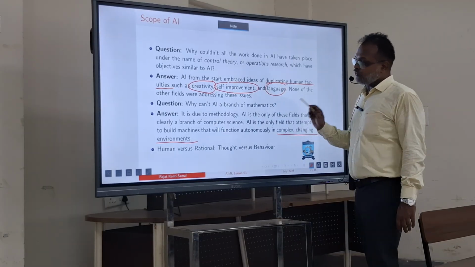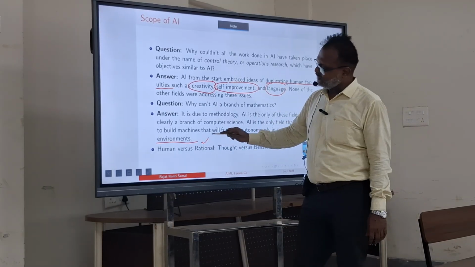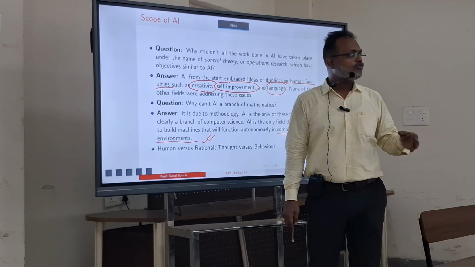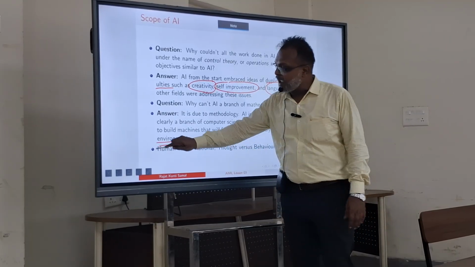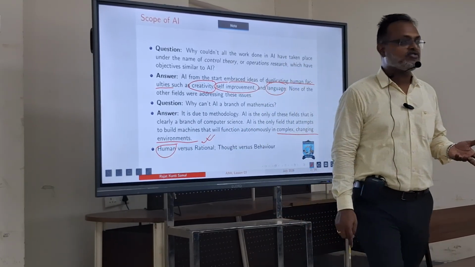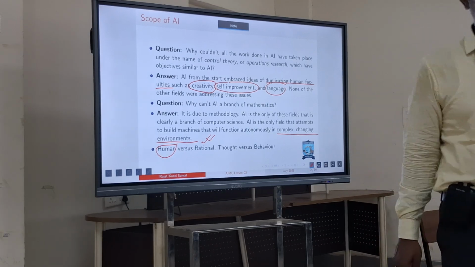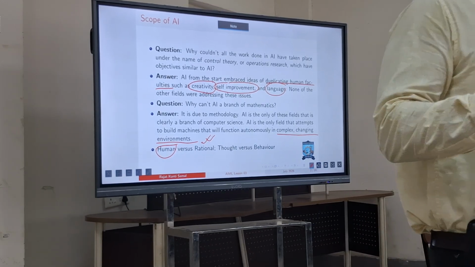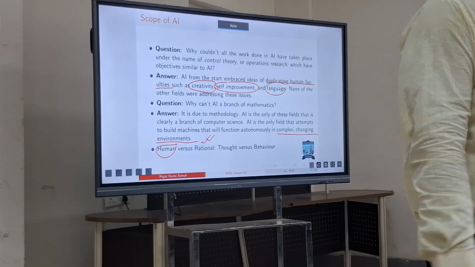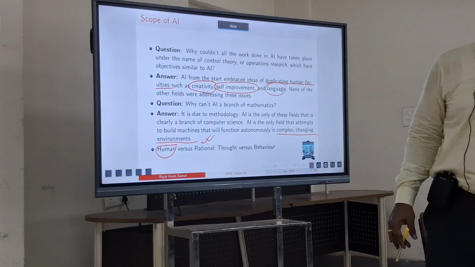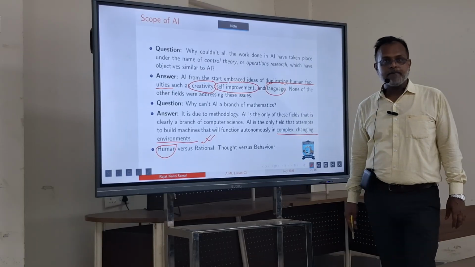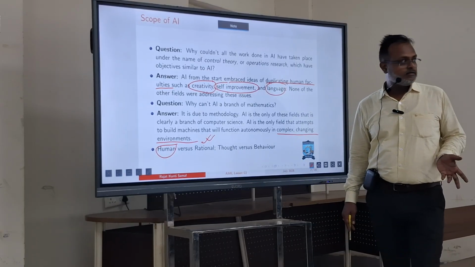Now, as you see, rationality is typically mathematical. I told you rational means doing what is right, which is not always possible. But human is completely different from rational. Sometimes human beings do things which are not at all rational and the result is always good. Sometimes you do like that. So that is the difference between a machine and a human. Thought versus behavior. I told you, mind versus matter.